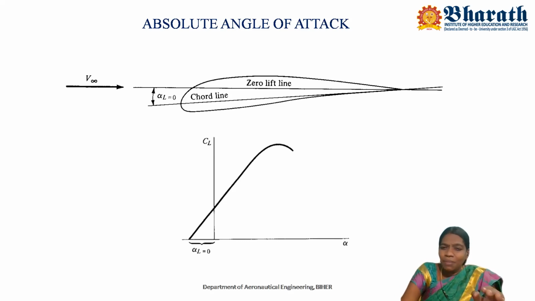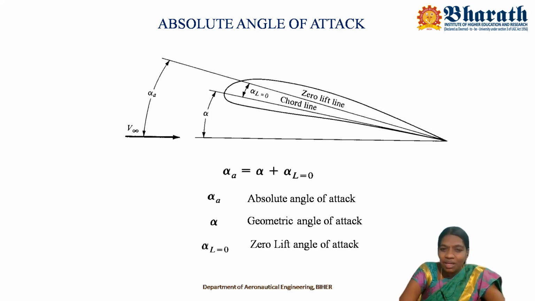By setting the airfoil at zero lift condition, when you draw a line through the trailing edge and parallel to the relative wind direction, that corresponding line is called the zero lift line. And the angle between the chord line and the zero lift line is nothing but the zero lift angle of attack. Yes. So now look at this figure.